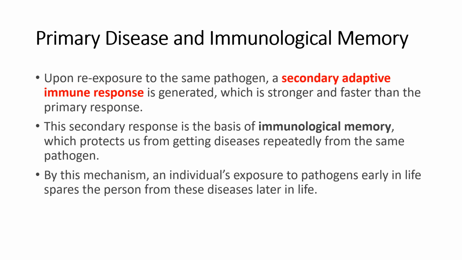Upon re-exposure to the same pathogen, a secondary adaptive immune response is generated, which is stronger and faster than the primary response. This secondary response, I realize I should have changed the title of this slide to secondary, is the basis of immunological memory, which protects us from getting the same diseases over and over again.